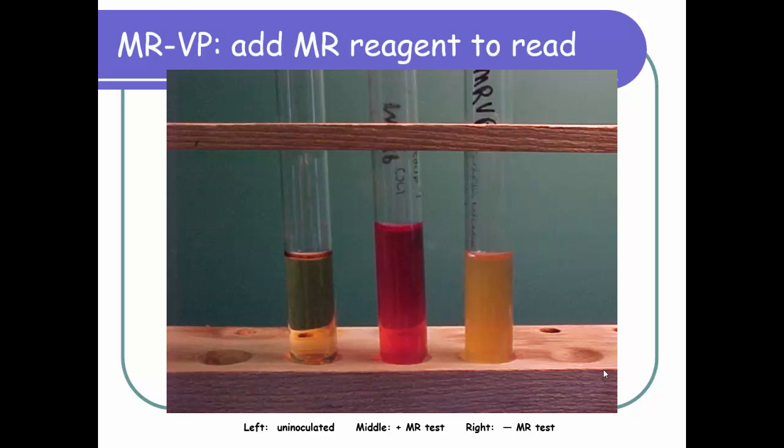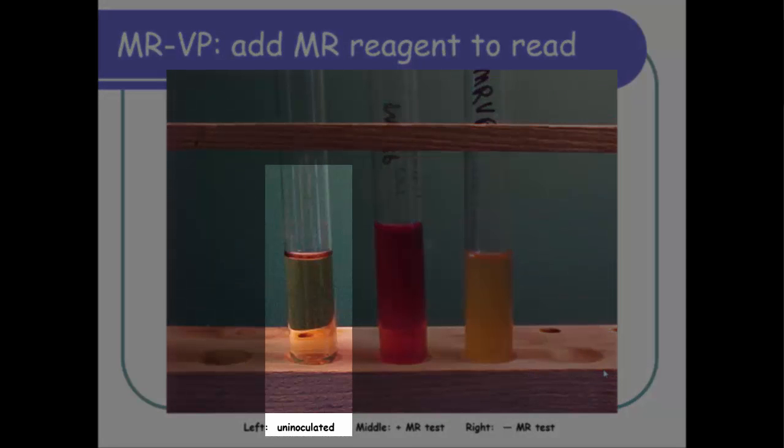The MRVP test is two different tests using the same original media. It is what you add after incubation that will determine whether you're doing an MR test or a VP test. For an MR test, you will add the MR reagent after incubation of the bacteria. The uninoculated media is a yellowish color.